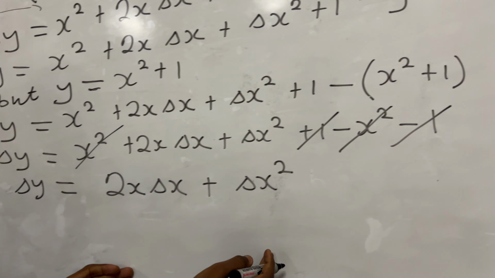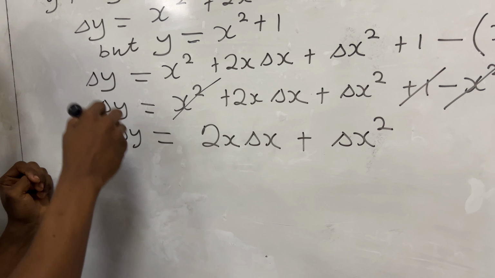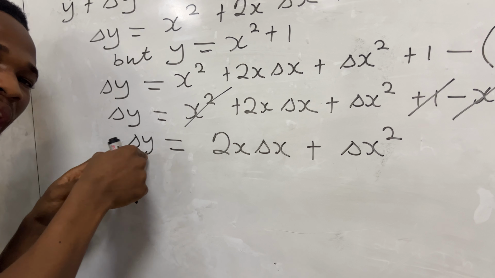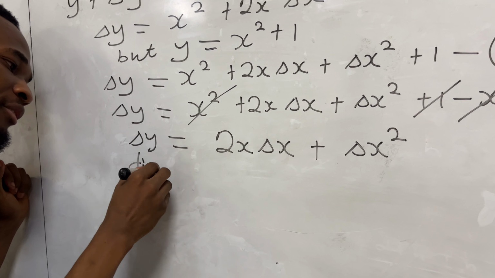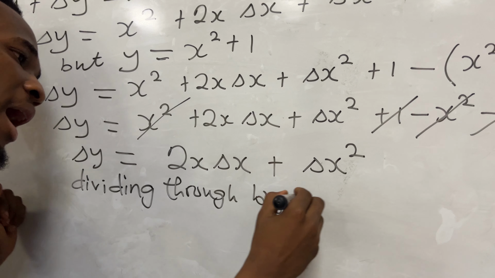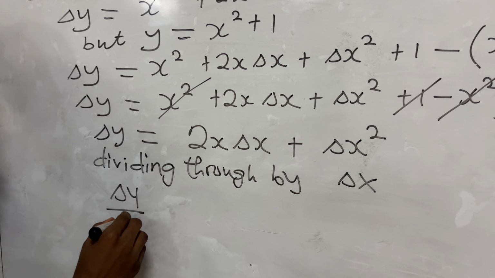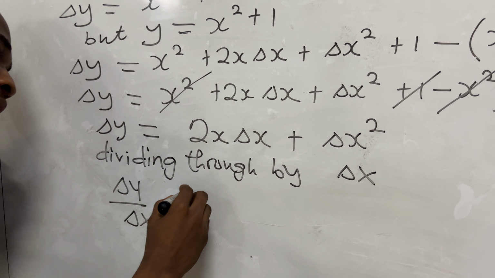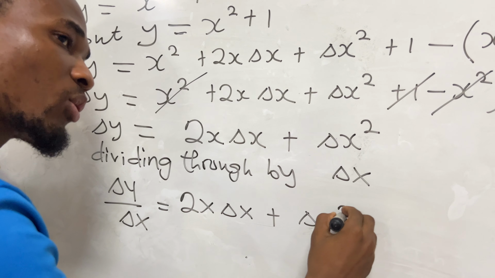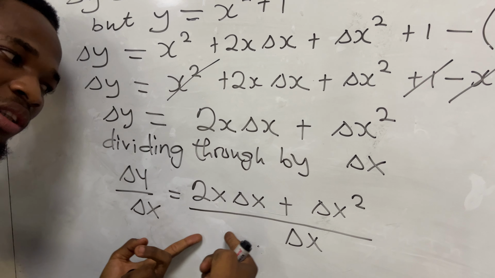So I'll do the same thing over here. I have change in y here, I have change in x here. So what I'll do is I'll divide through by what? By change in x, so that it will look like we have dy over dx. So I write dividing through by change in x. I will have my change in y over my change in x is equal to, I have 2x change in x plus change in x squared, all divided by what? By change in x. I'm dividing here by change in x. I have to also divide here by change in x.